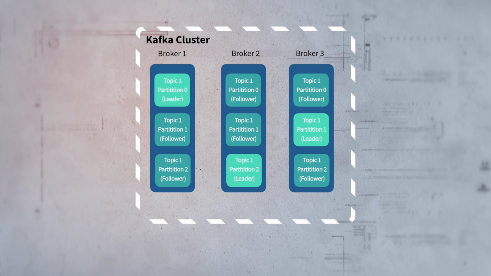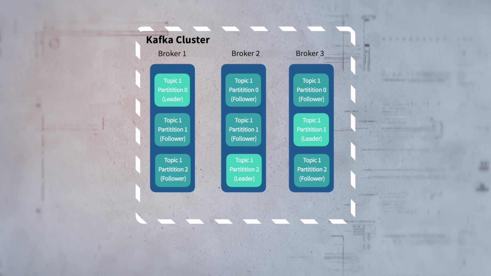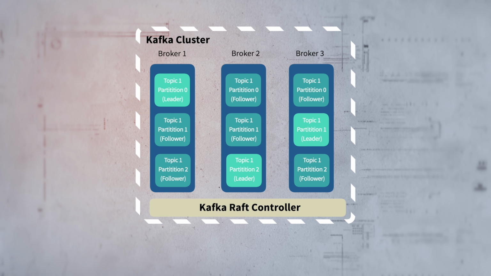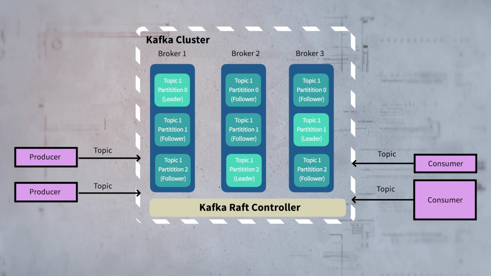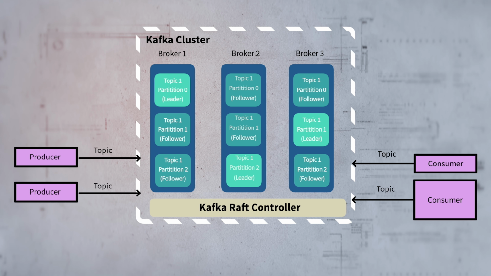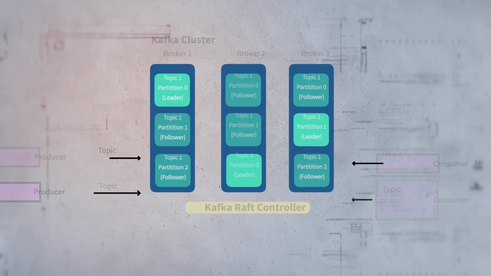All brokers together form a cluster. The cluster manages data replication, partition leadership, and topic and partition metadata. This management is done by the cluster controller. In new versions of Kafka, it is handled by an internal server called the Kafka Raft controller. In older versions of Kafka, this was handled by an external server called Zookeeper.